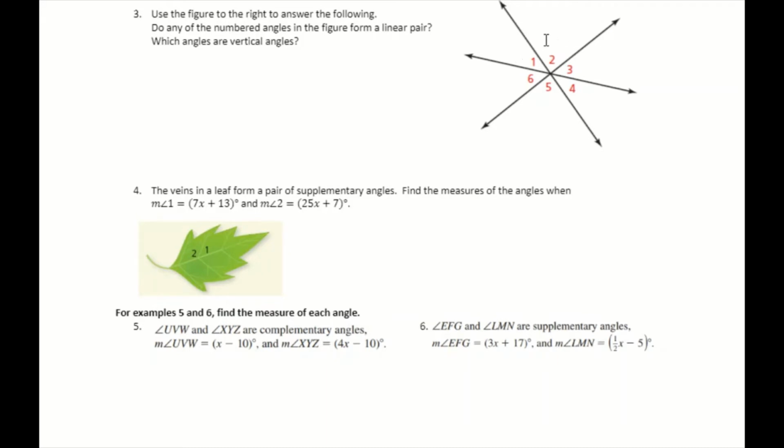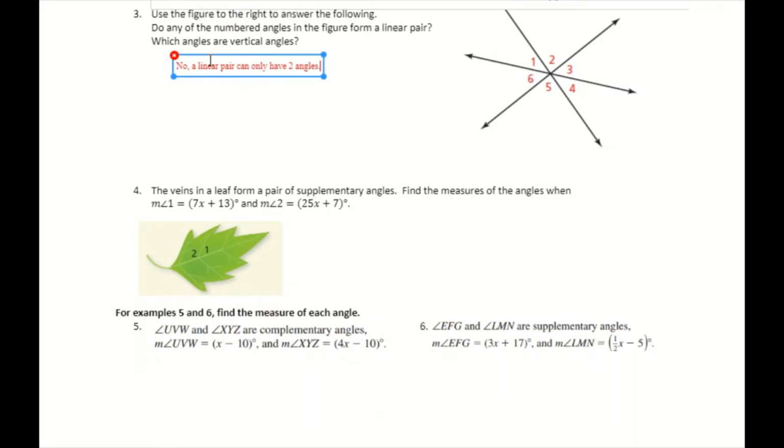Okay, so you could say 1, 2, and 3 add up to 180, but not just 1 and 2, or 2 and 3, or 4 and 5, or 6 and 5. Their rays don't form a line. When you have a linear pair, you're only allowed to group 2 of them, not 3. So if the question is, do any of the numbered angles in the figure form a linear pair? No, a linear pair can only have 2 angle measures. Okay. So that's the answer to the first question.